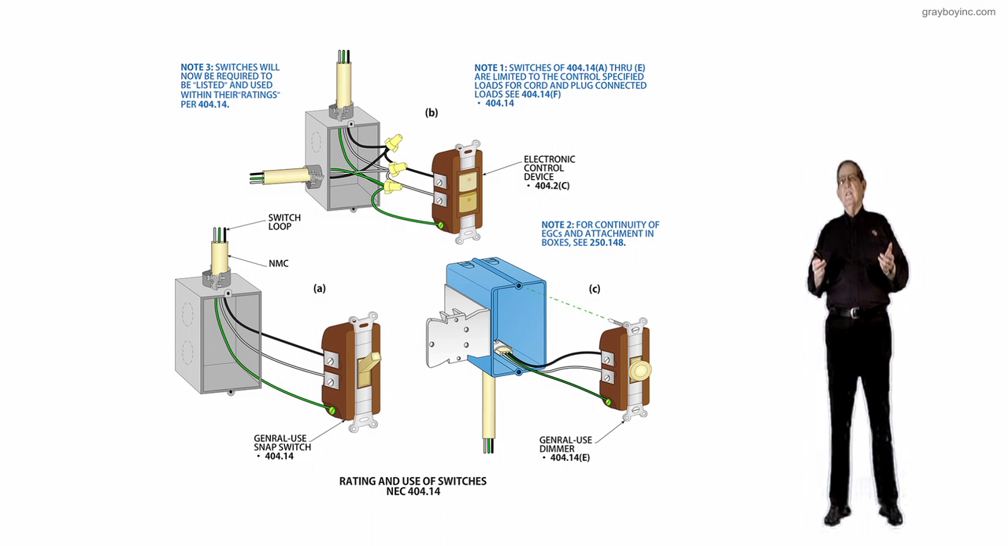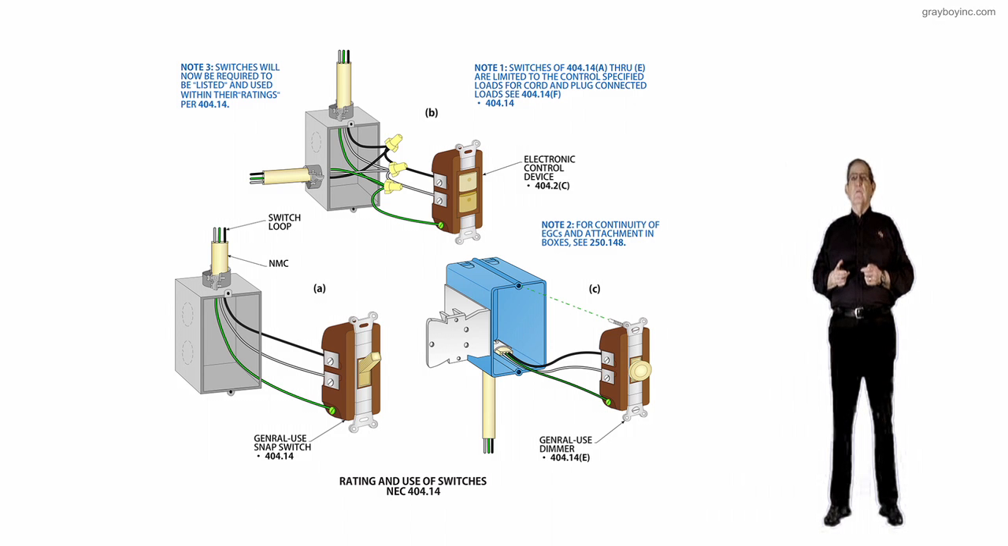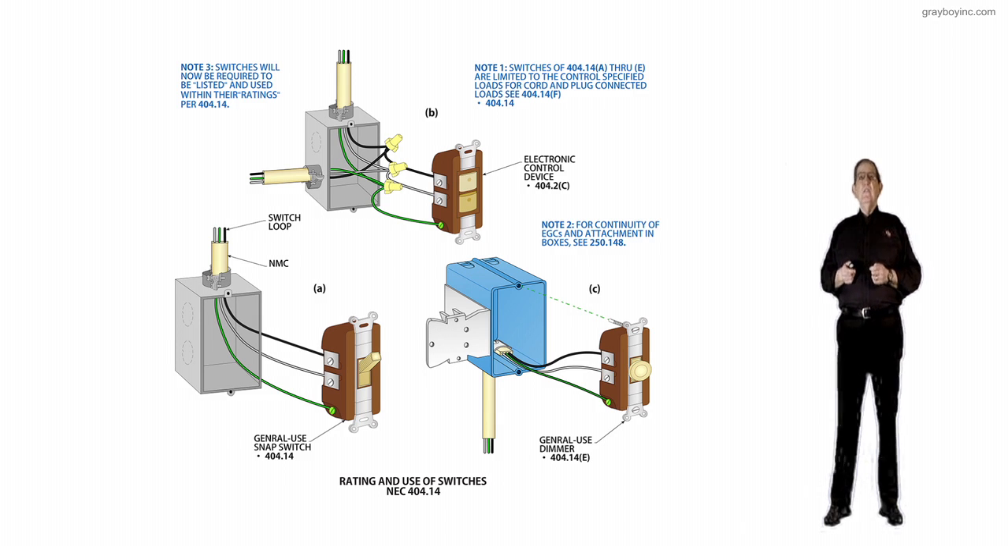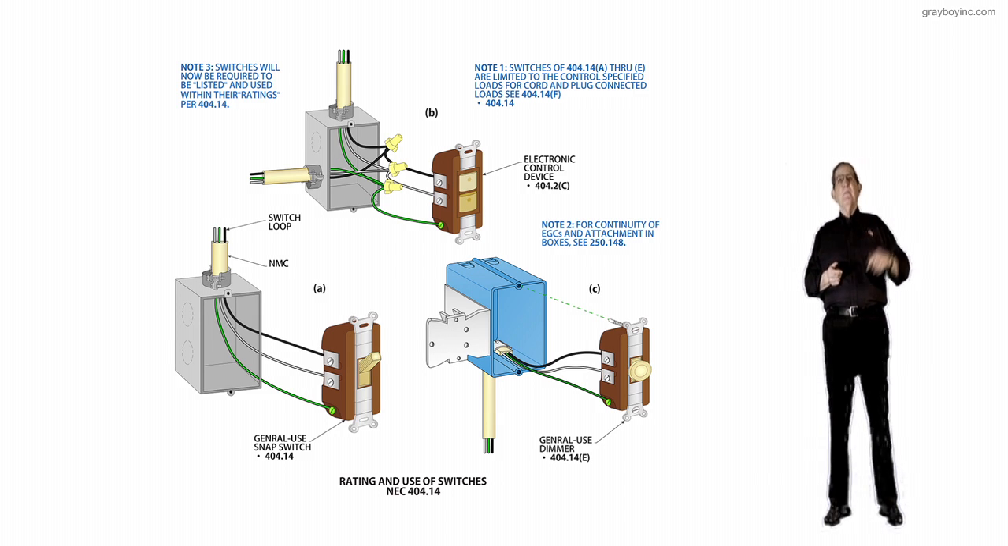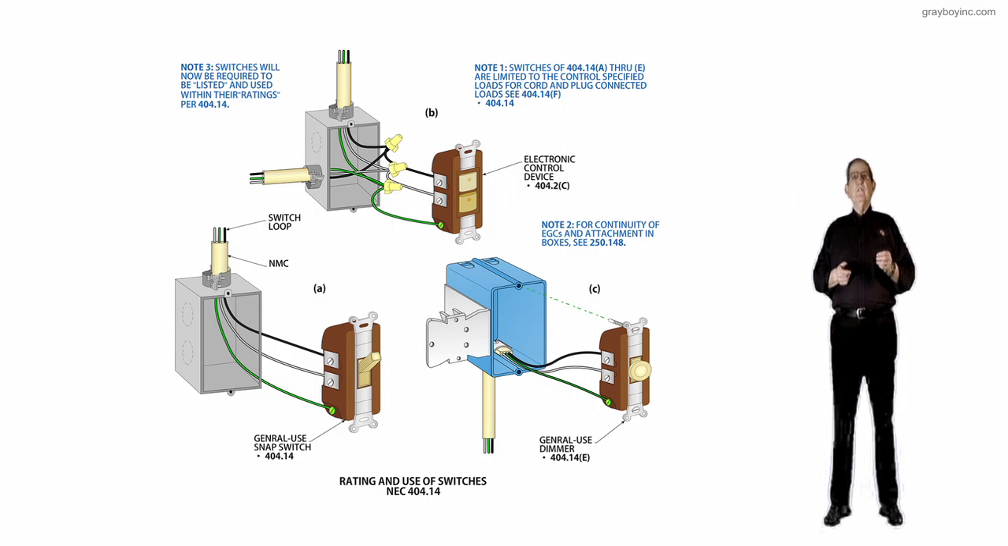Number 2 is right next, and notice for continuity of equipment grounds and attachment in boxes, we would see NEC 250.148 that has the requirements listed there for such continuity. Now, number 3, to the left-hand side at the top of the illustration: switches will now be required to be listed and used within their ratings.